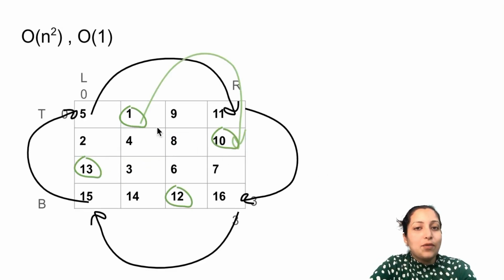Now let's look at this 4 by 4 grid. I have marked the top, left, right and bottom here. And this is my 0 by 0th cell. This is my 3 by 3 cell, because the matrix is 0 to 3, so 3, 4 by 4.